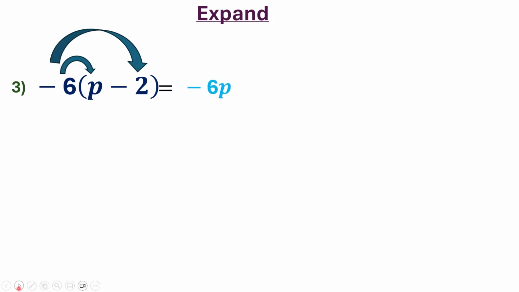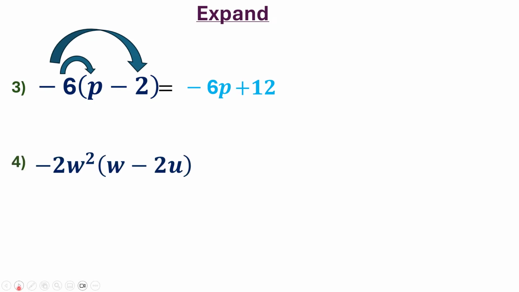Then you multiply the negative 6 by negative 2. Negative multiplied by negative will be positive. So the second term will be plus 12. Make sure that you don't add the negative 6p to the 12 because I cannot add a variable term with a constant term. This is the final answer and you can't do anything about it. Now you expanded question number 3.